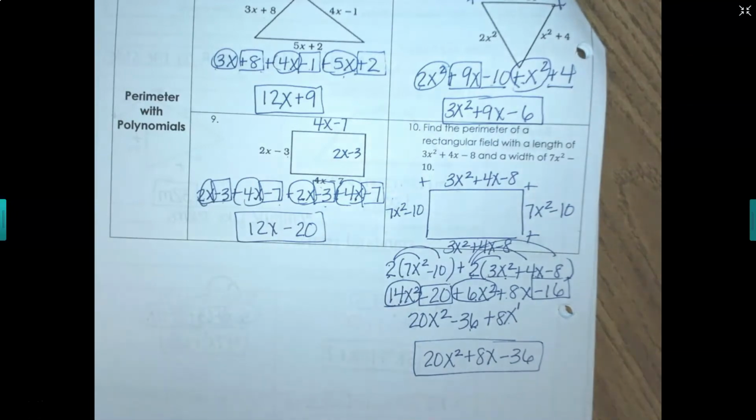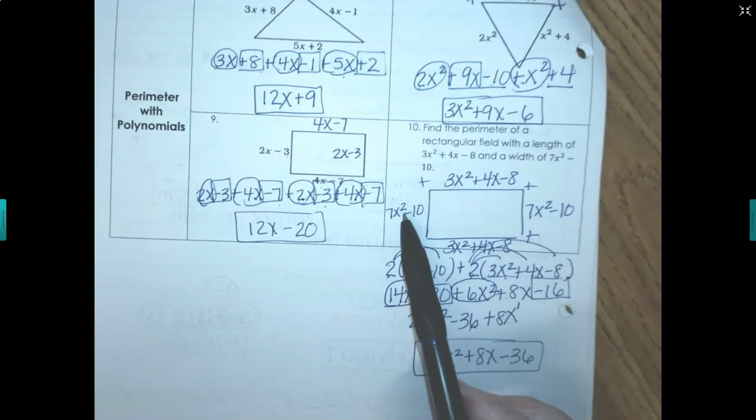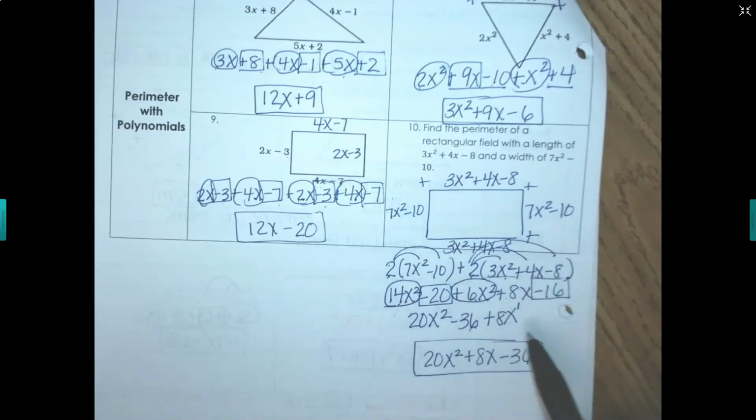So it looks like a lot of work. But what we just did here was kind of a shortcut because there was 2 of the same sides. We just multiply the sides by 2. We easily could have written them all out and just added them together and gotten the same answer.